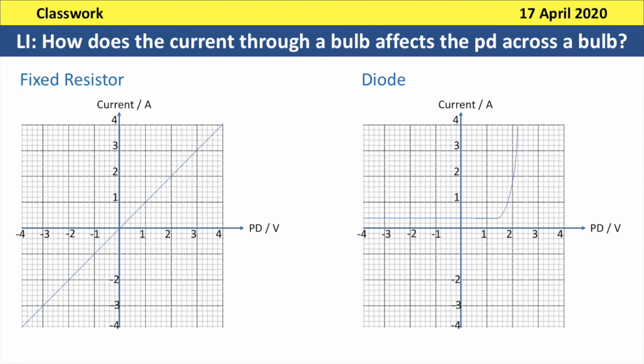Now, the results of those two investigations are shown on these graphs. As you can see for the fixed resistor, the current and the potential difference are directly proportional to each other. We can see that because the line of best fit is a straight line that goes through the origin. For the diode, we can make the conclusion that a diode will only allow current to flow through it in one direction, which is why it has that unique IV characteristic as shown on the board.